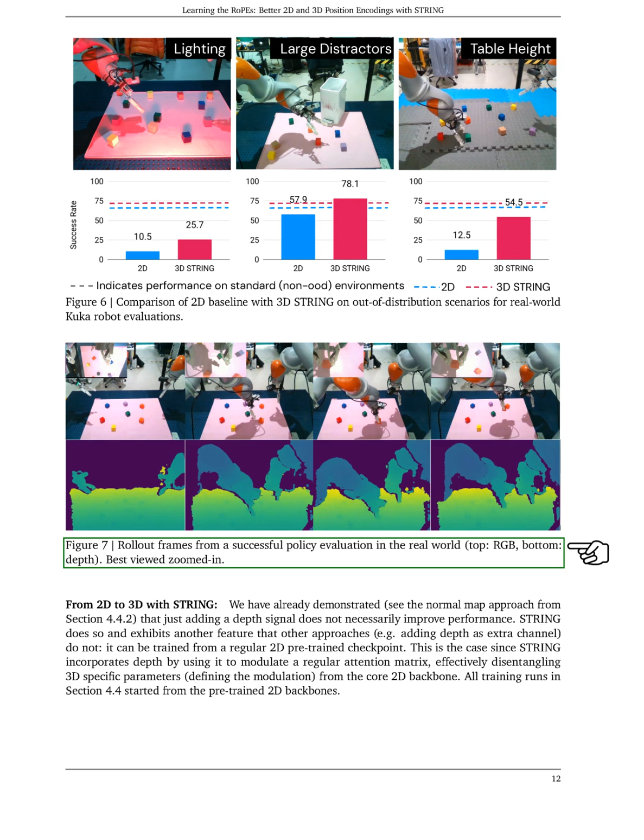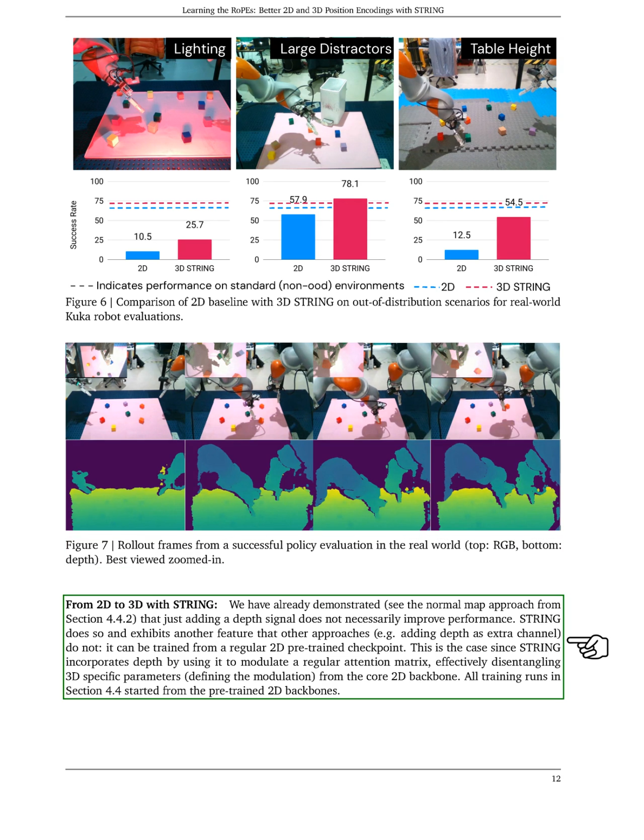Section: From 2D to 3D with STRING. In this section, we have shown that simply adding a depth signal does not always enhance performance, as demonstrated in our previous work on the normal map approach. However, STRING not only improves performance but also has a unique capability that other methods, like adding depth as an extra channel, lack. STRING can be trained using a standard 2D pre-trained model. This is possible because STRING integrates depth by adjusting a regular attention matrix, which separates the 3D specific parameters from the main 2D framework. All our training sessions, as discussed in the previous section, began with these pre-trained 2D models.